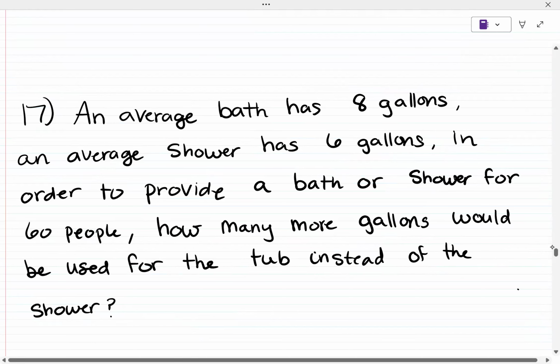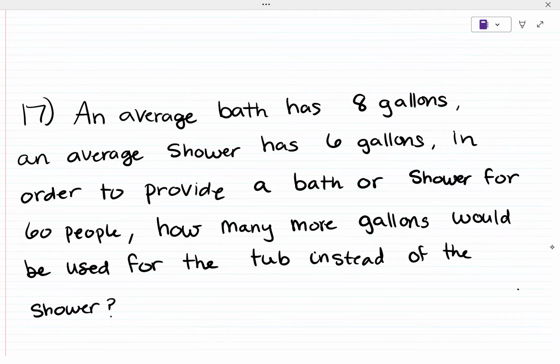Okay, 17. So an average bath has 8 gallons, an average shower has 6 gallons. In order to provide a bath or shower for 60 people, how many more gallons, so that means subtraction, right? How many more gallons would be used for the tub instead of the shower?